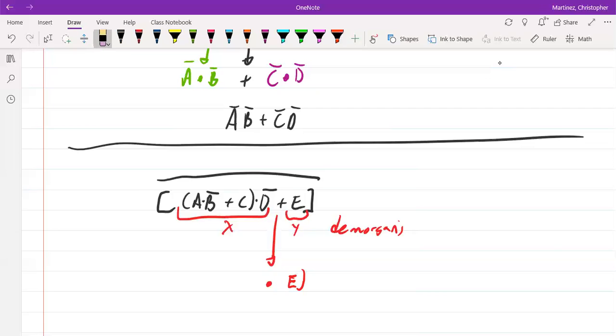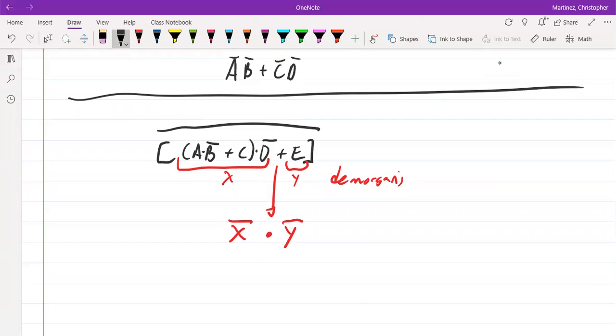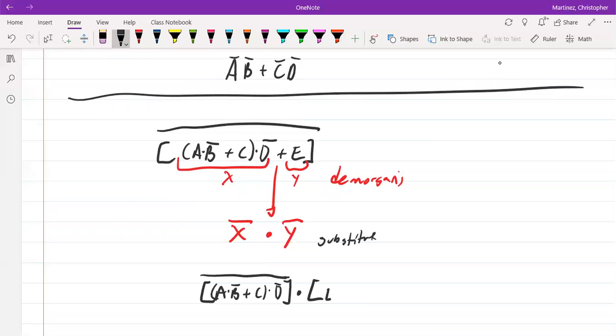So it becomes E bar. Oh, hold on. Let me put the Y first before I substitute back in. So that's a Y bar. And then we're going to have an X bar. All right. At this point, I'm going to substitute back in. So I have the quantity of A ANDed with B bar plus C ANDed with D bar, all of that has a bar over it, that's ANDed with our E with a bar over it. It's important that you keep quantities together because we do everything on a term.